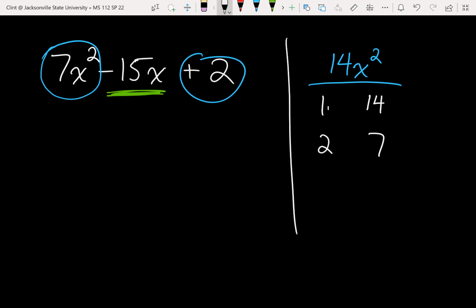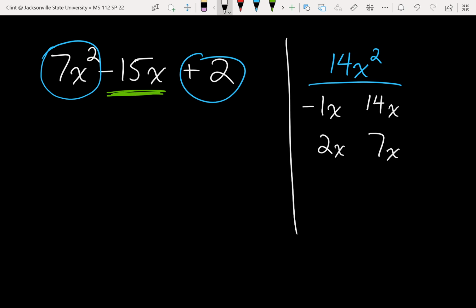And all of these will have an x. I want to figure out how we can get negative 15 out of that. This one's a little bit different. When we're done, we want a positive number. I want positive 14x squared. So there's two ways that can happen. Either both of our factors are positive, or both of our factors are negative.